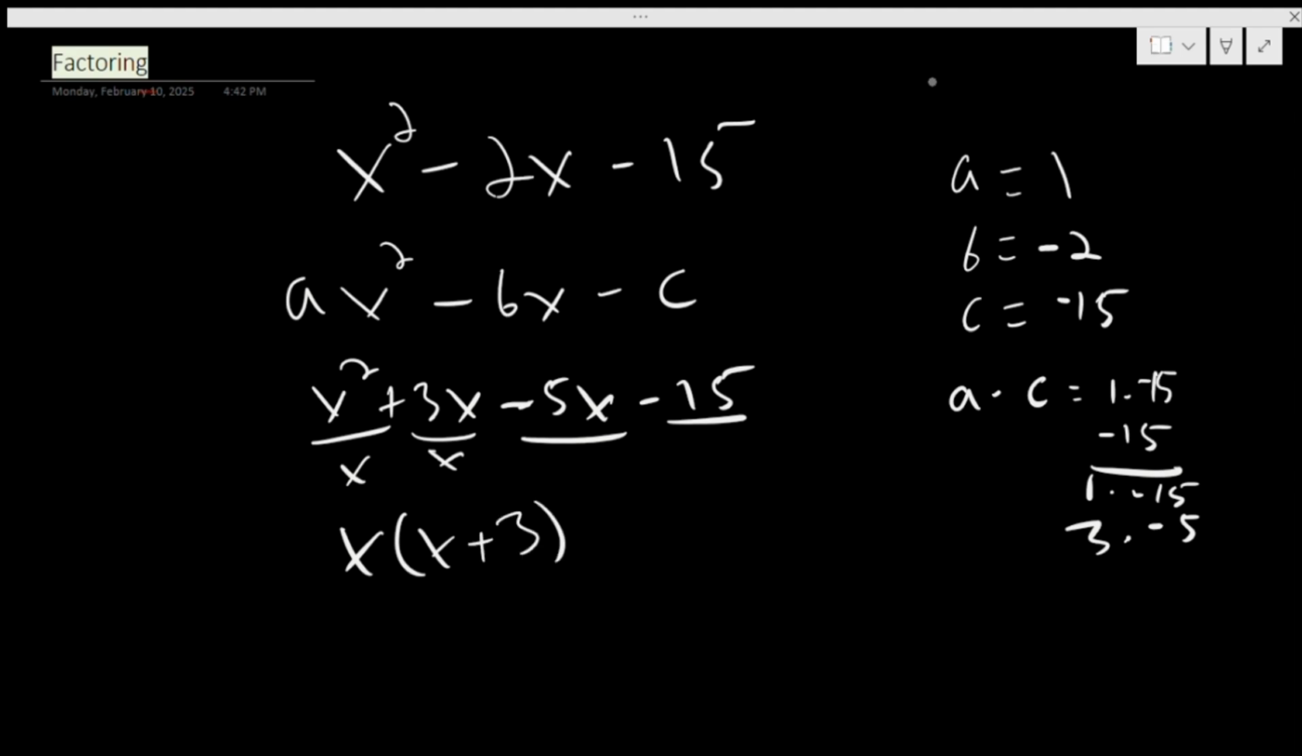Then we have negative 5x minus 15. What do we do here? Well, you can divide a negative 5 out of both of them because they're both divisible by negative 5. So we factor out negative 5. Negative 5x divided by negative 5 is x, and negative 15 divided by negative 5 is a positive 3. You see how these two are the same? You see how these two are the same?